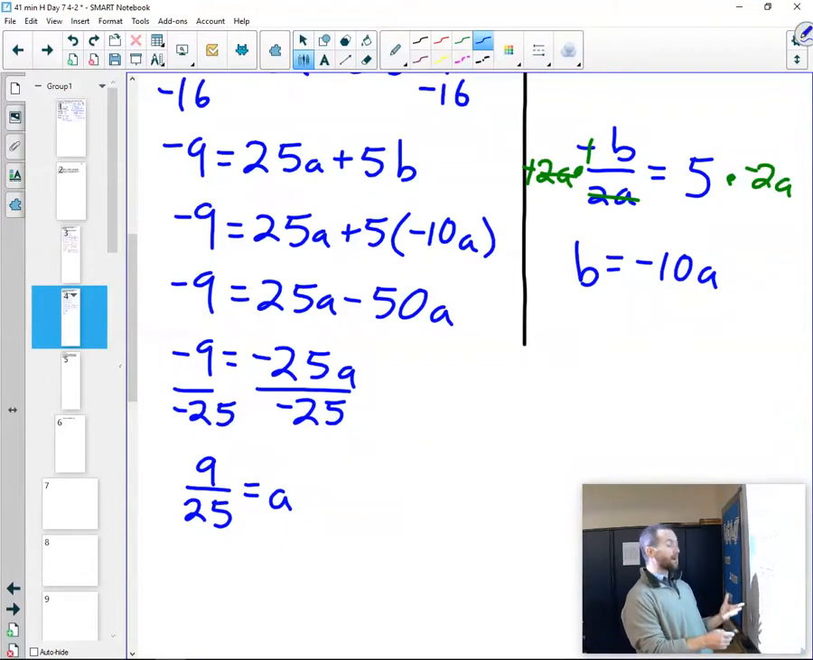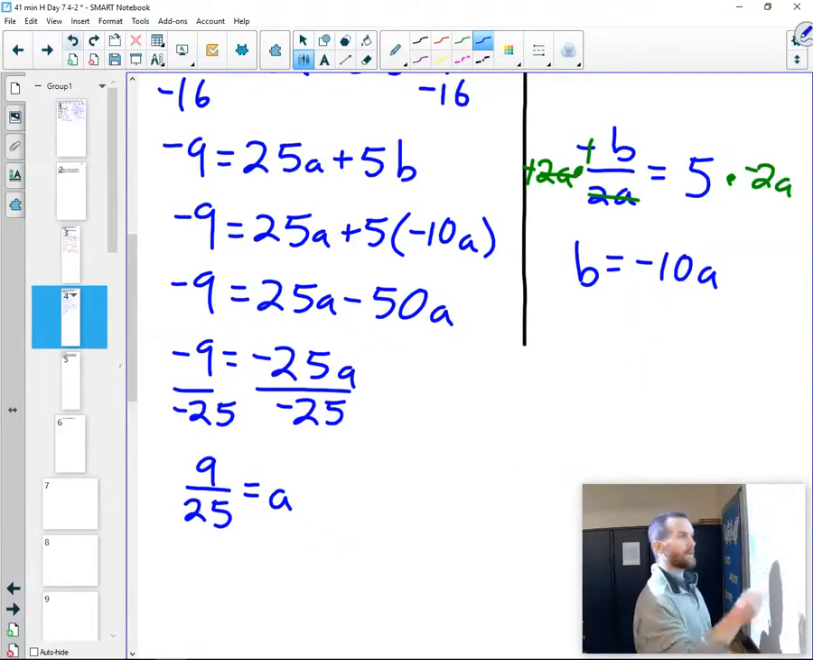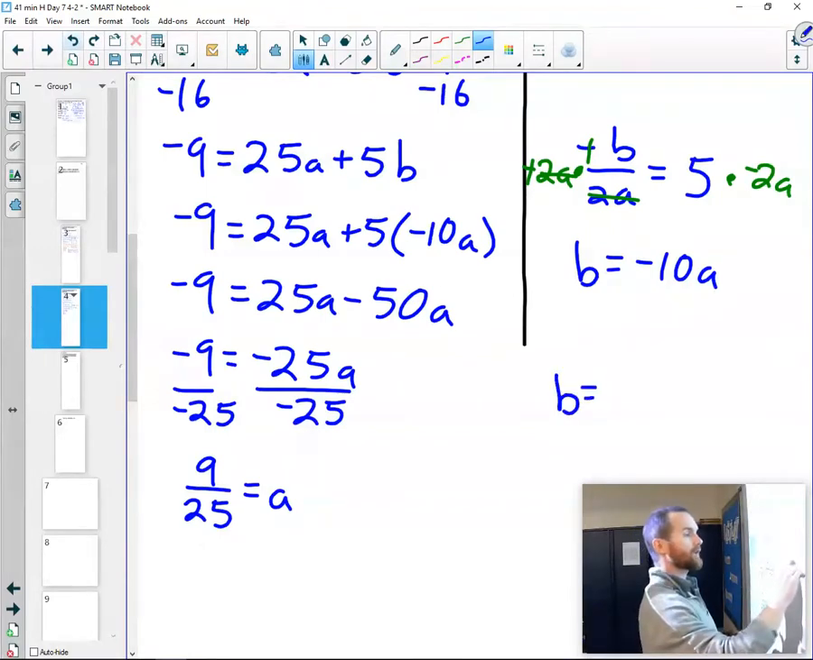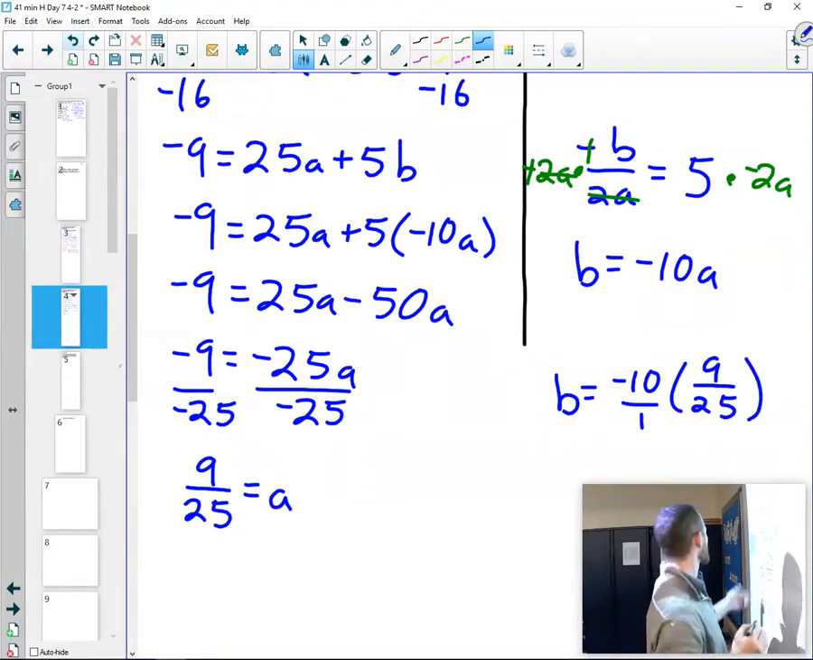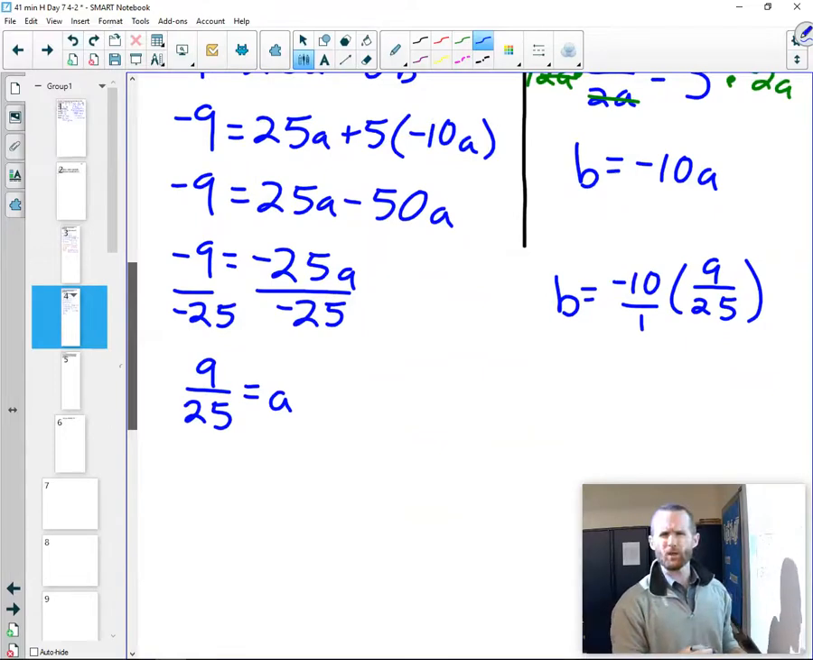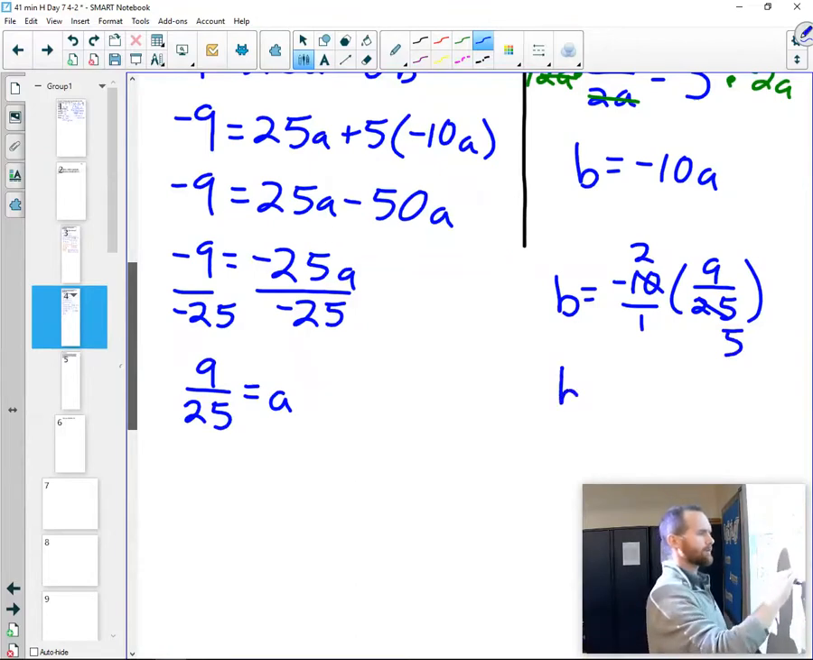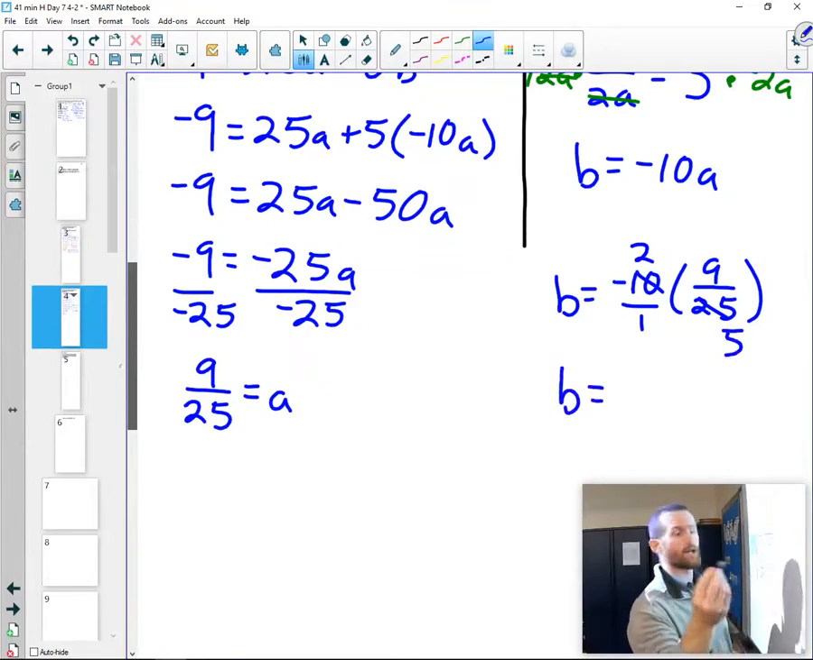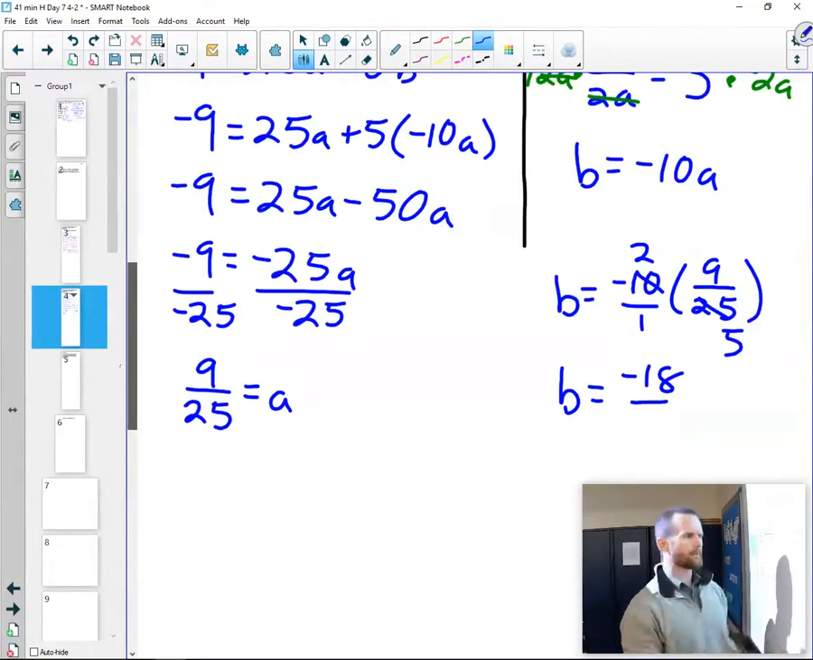What were we doing? Right, we found a, so we can just take 9 over 25 and plug it in for a. Let's see what that gives us. We end up with b equals negative 10 times 9 over 25. So let's make that a negative 10 over 1, just in case that's helpful to anyone. And we can cross cancel here. The 10 and the 25, divide them both by 5. We get a 2 and a 5. So we get b equals, let's see, negative 2 times 9 is negative 18. Then multiply the denominators, and we get 5.